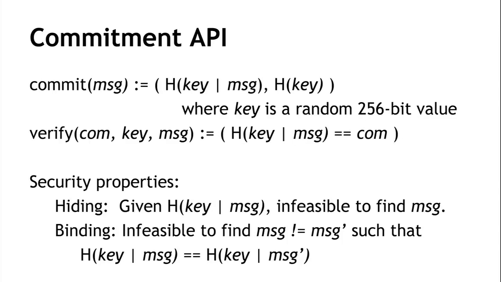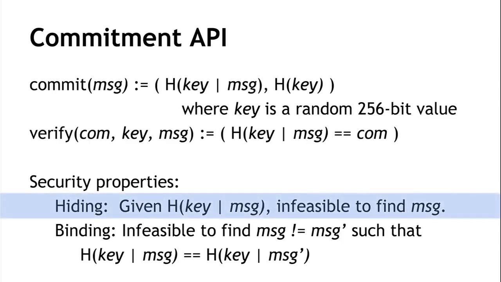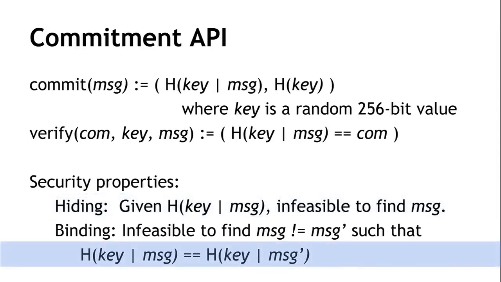So now the security properties, if we go down to the security properties that were at the bottom of the previous slide, and we just plug in the definitions of how we're going to implement this, this used to say given COM, infeasible to find message, we just plug in what COM is. COM is the hash of key concatenated with message. And similarly down here, this is what happens when we take what was written there before and plug in the definition of verify and COM. Okay, so now what these properties become, the first one is given h of key concatenated with message, it's infeasible to find message. Well, it turns out that that's exactly the hiding property that we talked about before.